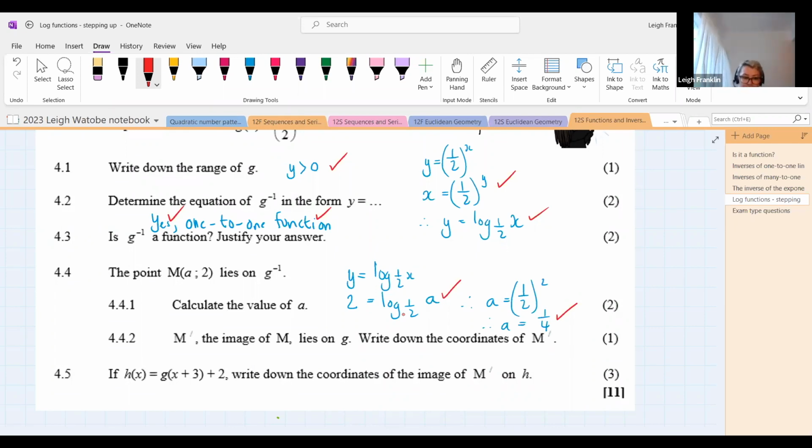4.4.2: M prime is the image of M. It lies on g. Write down the coordinates of M prime. When they talk about M and M prime, they're talking about a point and its image, in other words, the reflection of that point on a function and its inverse. So if the coordinates of M ended up being a quarter and 2, the coordinates of M prime would be what? Does anybody know?